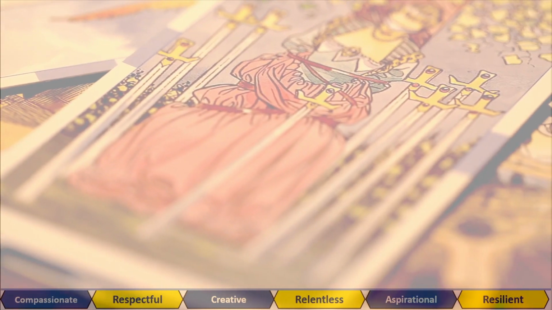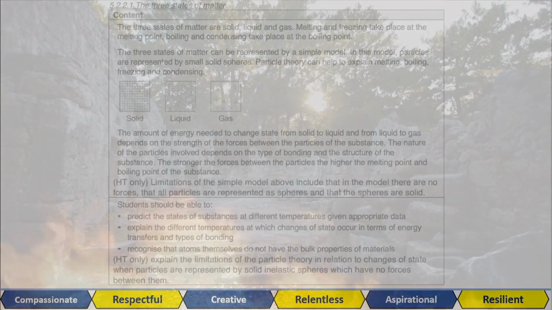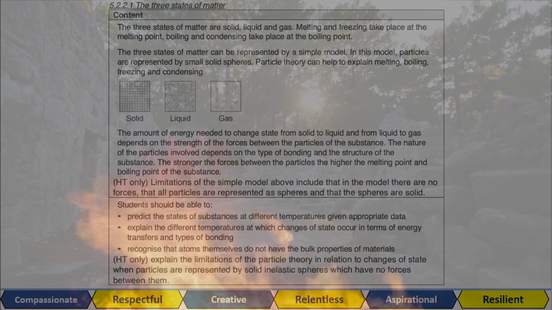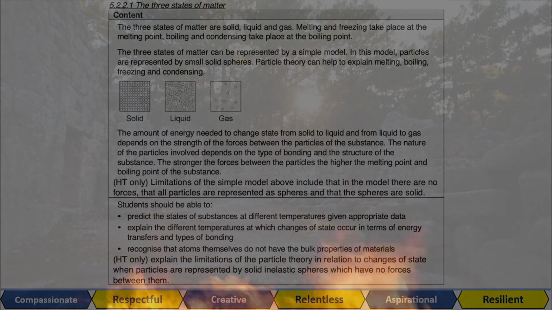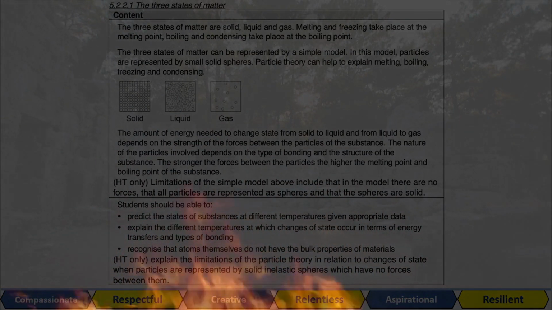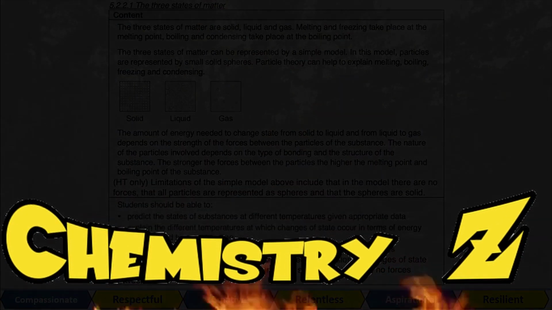But now, our heroes must level up in order to tackle the different types of chemical bonds, and so they will investigate the different states of matter. Will they be able to master the knowledge? Find out in today's episode of Chemistry Z.